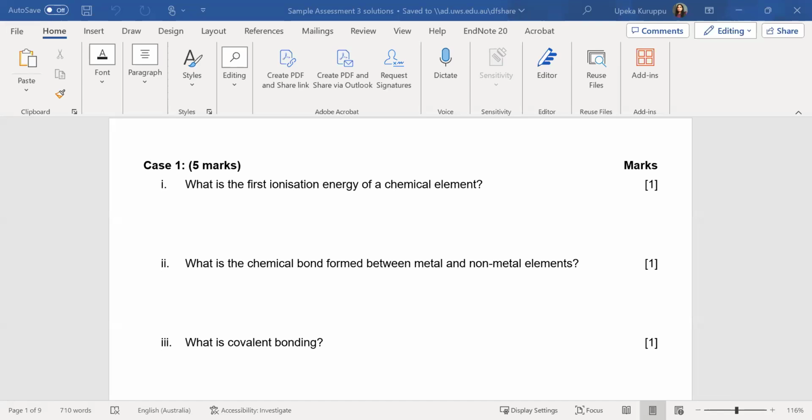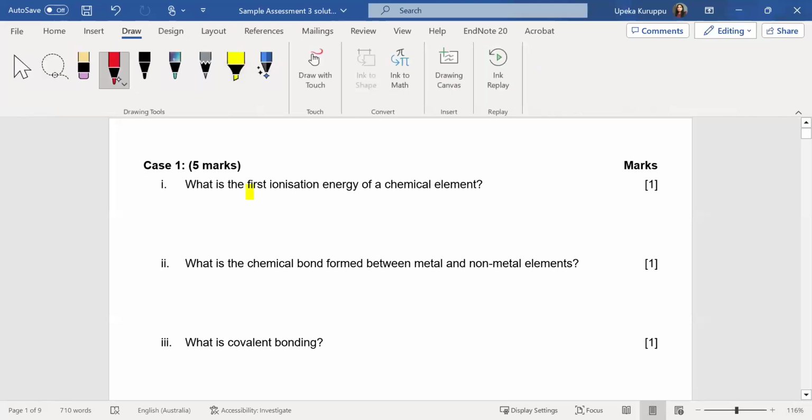What is the first ionization energy of a chemical element? First ionization energy, what do we mean by that? Ionization energy, as the word says, you should know that. What does that mean? Energy needed to remove the first electron from the atom.